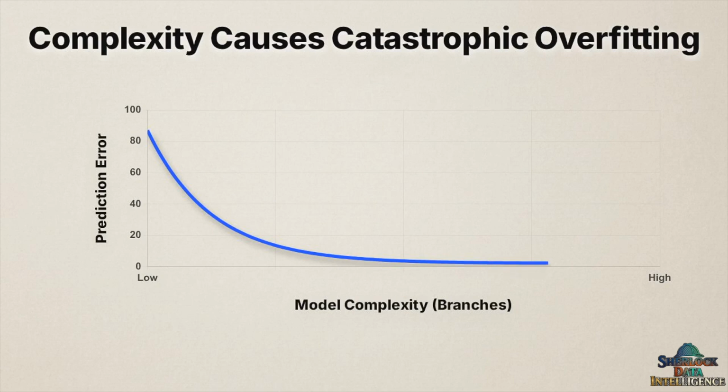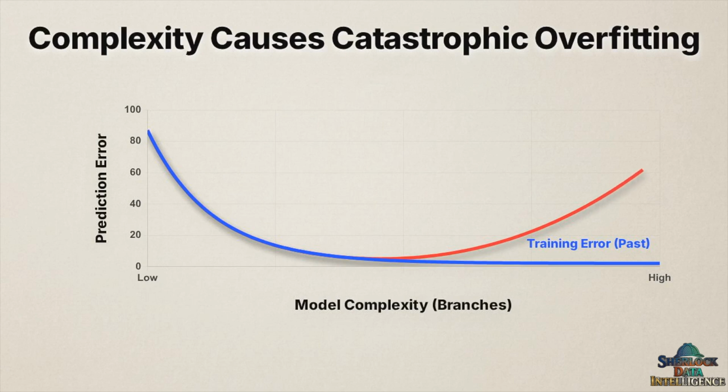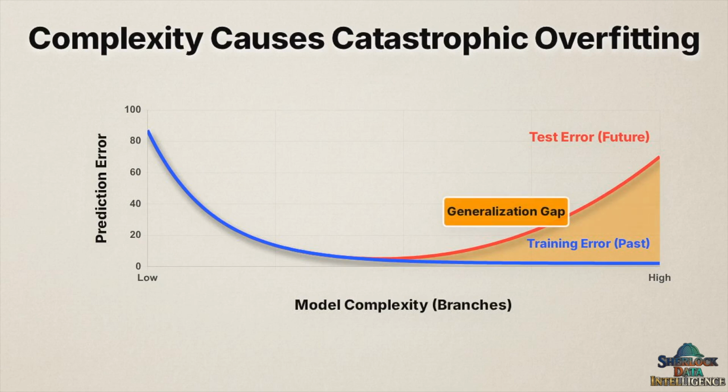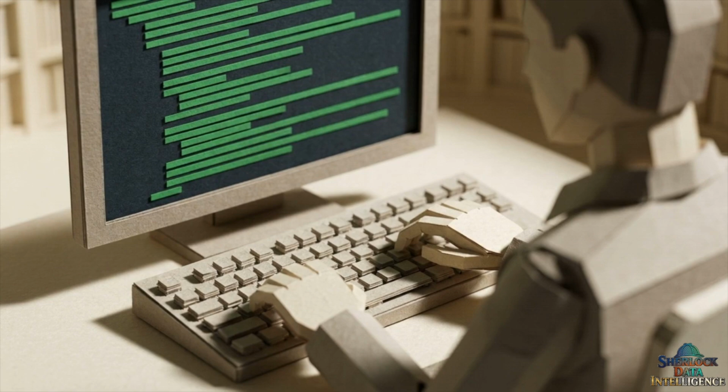This graph measures our model's complexity on the bottom against its prediction error on the side. As we add more branches to our decision tree, its error rate on the training data drops, plummeting towards 0. It is perfectly mapping out the past. But when we ask it to make predictions on the hidden test set, the results diverge. The error drops initially, but as the model becomes overly complex, the error on the new data suddenly spikes violently upward. This shaded zone is the generalization gap. It tracks a system that has perfectly indexed the past while failing to account for any data it hasn't seen before. Closing that gap requires an engineering fix.